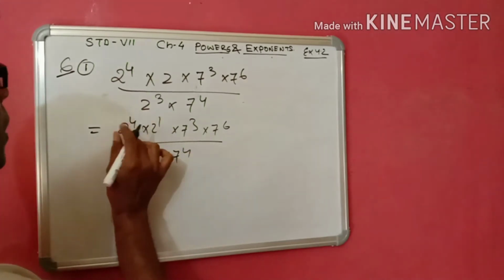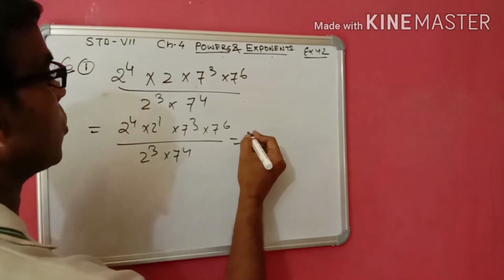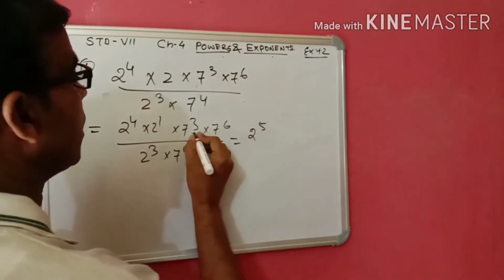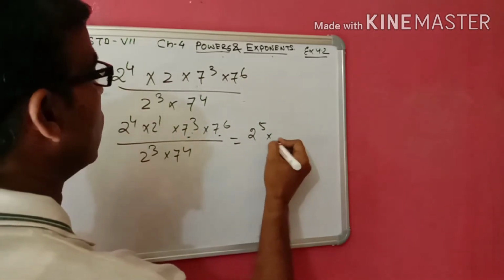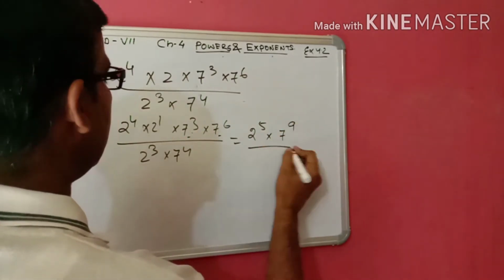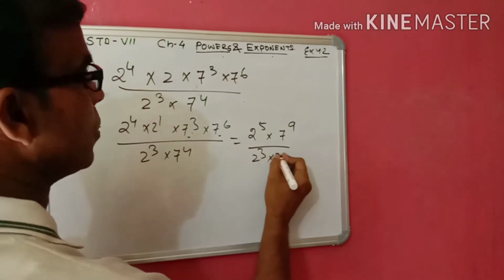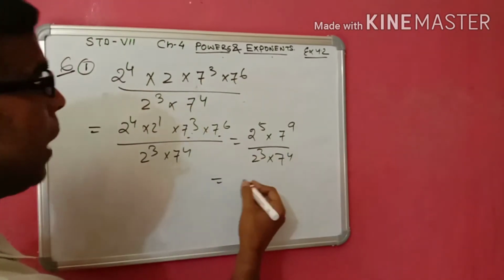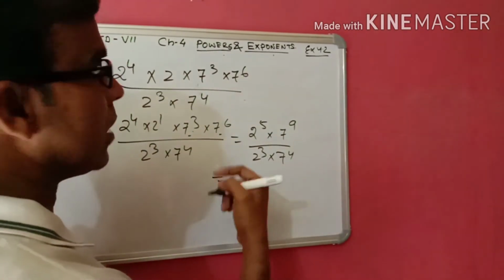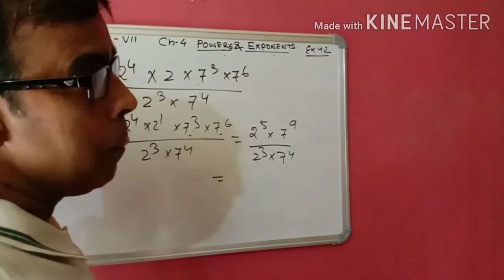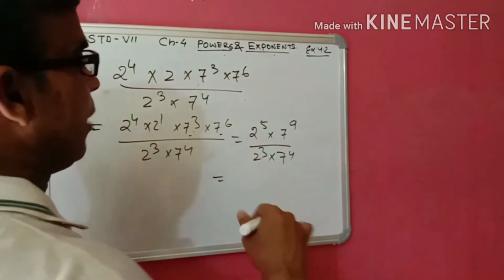First of all, what? Base same, power will be added. So 2 to the power 5. Here base same, power will be added, 7 to the power 9. This is 2 to the power 3 into 7 to the power 4. Now I have to change this into the form of a to the power m by a to the power n.